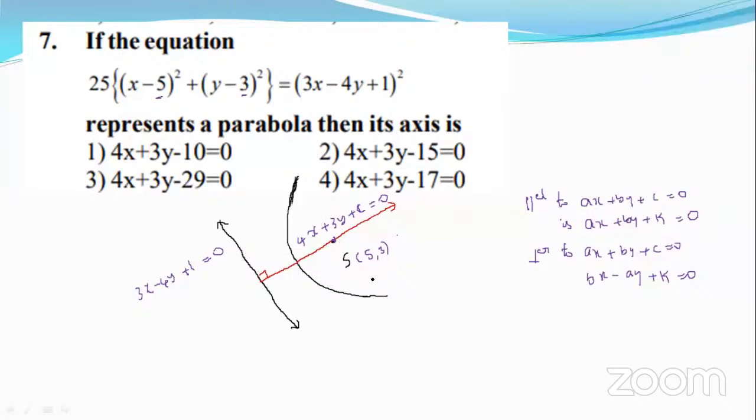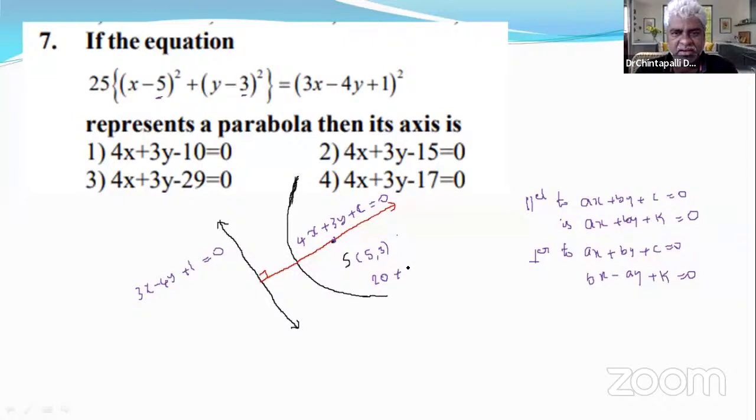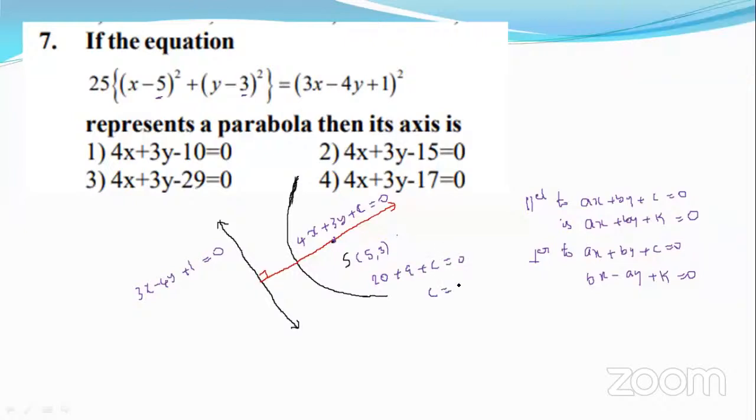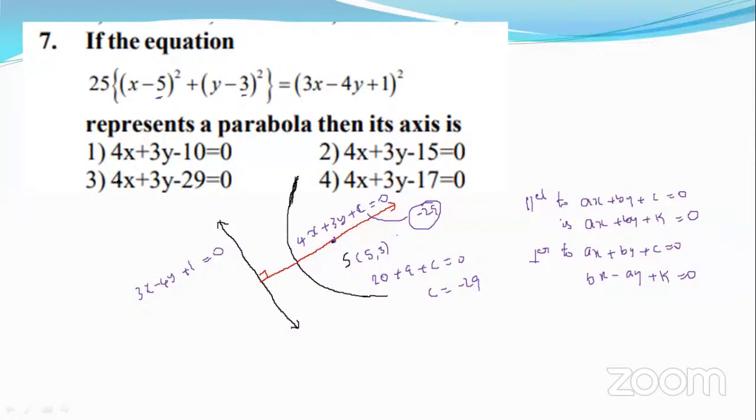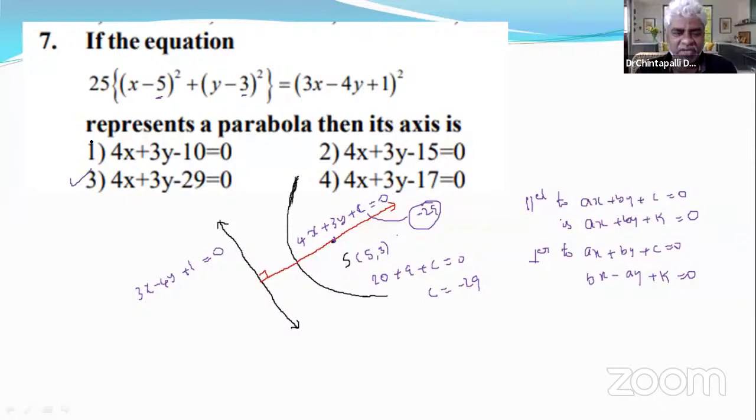20 plus 9, 29. c is equal to negative 29. So we can replace c by negative 29. It's option 3: 4x plus 3y minus 29 equals 0. Very good. And there is another way.